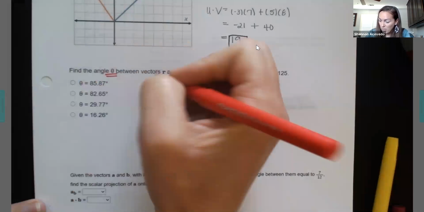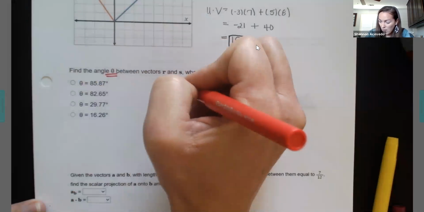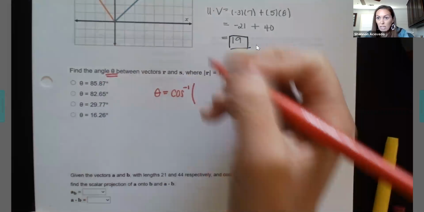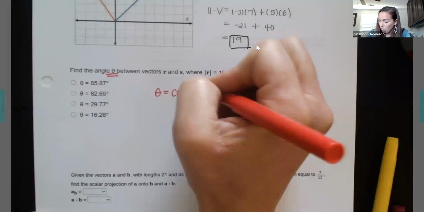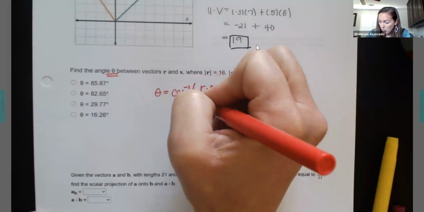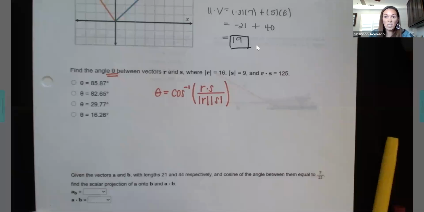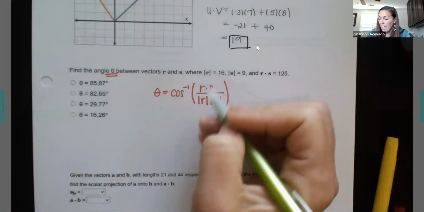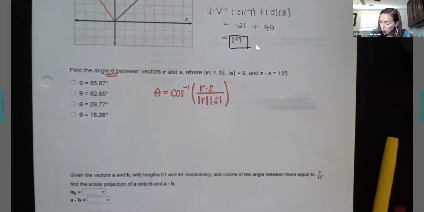And on Friday, we were given that theta is equal to cosine inverse of, and we're using R and S. So we used the U and V the other day. They're just variables. So I'm going to do R dot S all over the magnitude of R times the magnitude of S. If I don't know those values, then I would have to figure them out. Here, they told us the magnitude of R and S, and they told us the dot product. Perfect. All I need to do is plug it in.